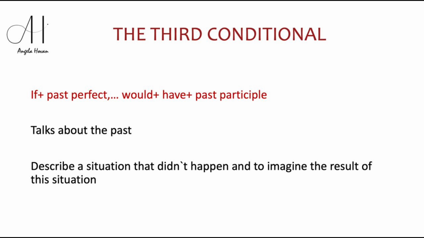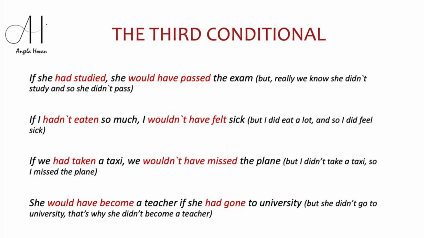We make the third conditional by using past perfect after if and then would have done. If plus past perfect, would have done. It talks about the past. It's used to describe a situation that didn't happen and to imagine the results of the situation. If she had studied, she would have passed the exam. But really, we know she didn't study, so she didn't pass.